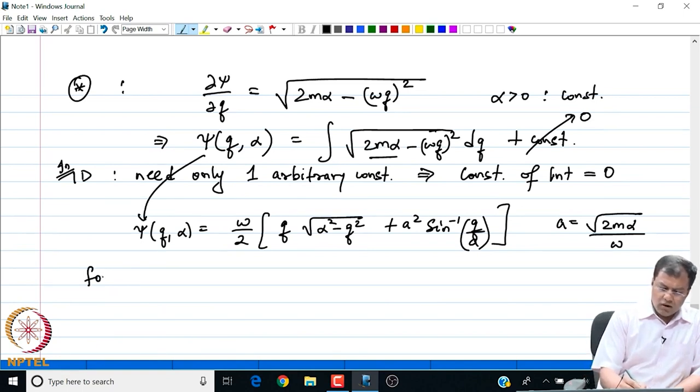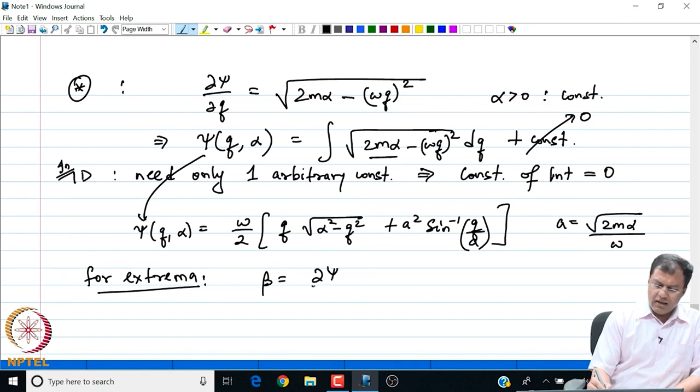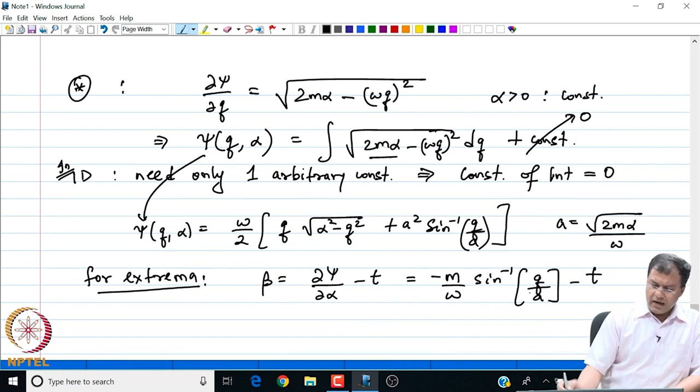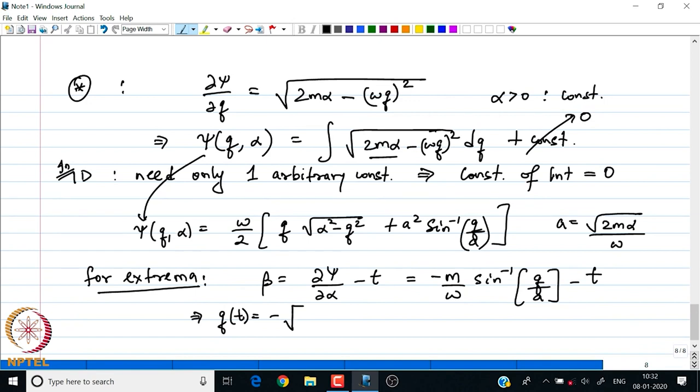And for extrema, I just need to solve one equation that I highlighted in my solution strategy. So beta is del psi del alpha minus t, right. From here I see that this is minus m by omega sin inverse, I differentiate psi with respect to the constant alpha, I am writing the answer directly. Students should check all these steps which involve algebra. So this comes out to be this minus t, or from here I can directly invert to get q as a function of t. So my q as a function of t comes out to be negative square root 2m alpha divided by omega times sin of omega by m times beta plus t, right.